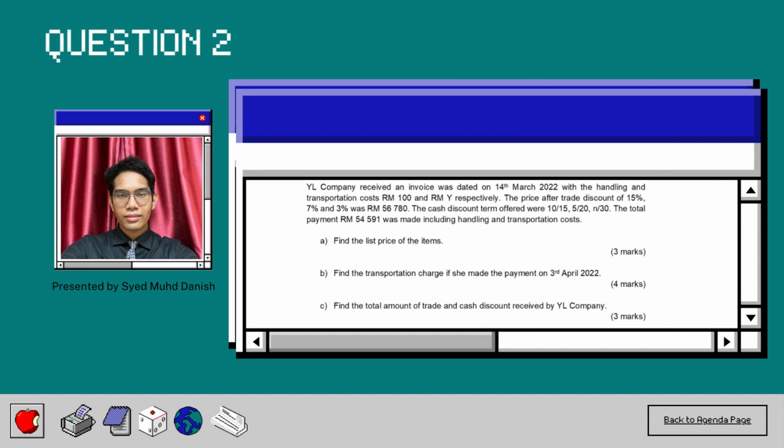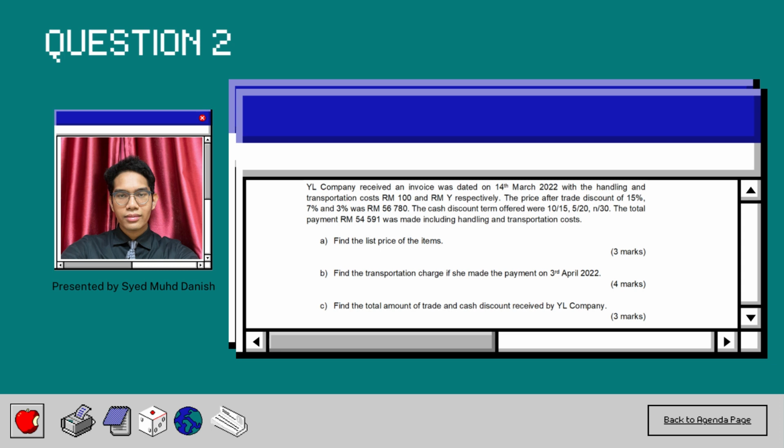The question is, YL company received an invoice dated on 14 March 2022 with the handling and transportation costs of 100 ringgit and RMY respectively. The price after trade discount of 50%, 7% and 3% was 56,780 ringgit. The cash discount terms offered were 10/15, 5/20 and N/30. The total payment of RM54,591 was made including handling and transportation costs.